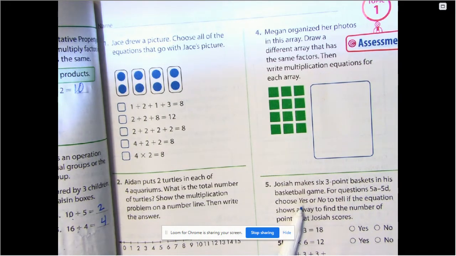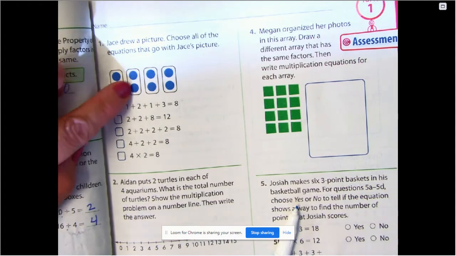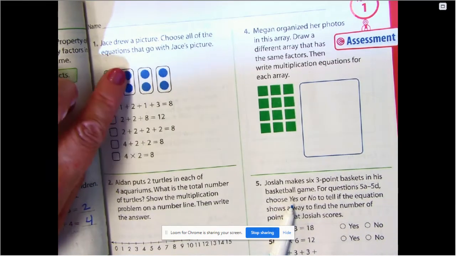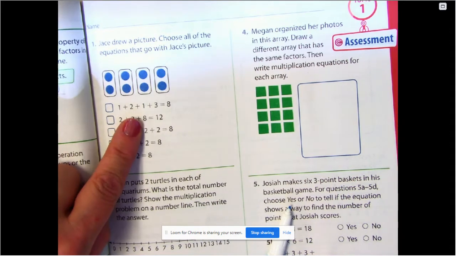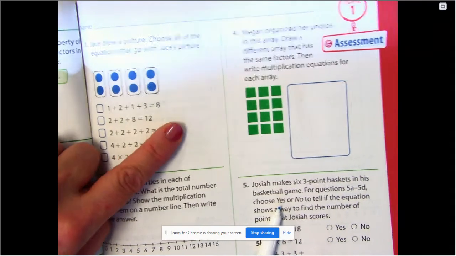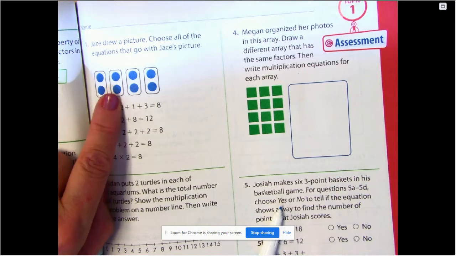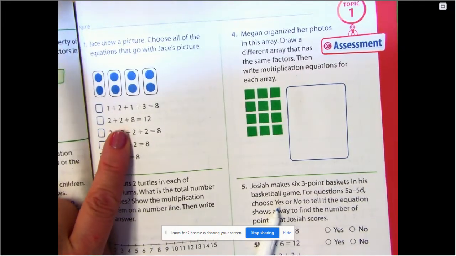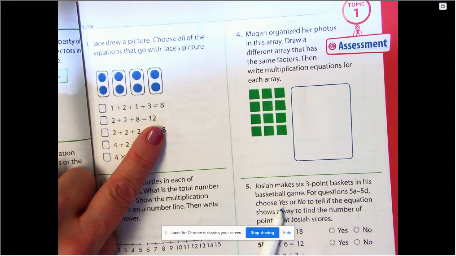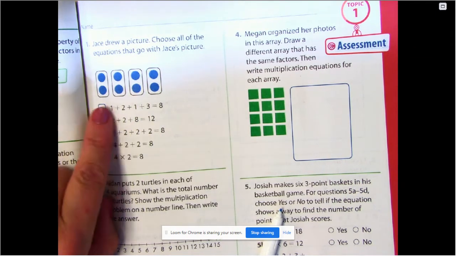Okay, so on the first one, it says Jace drew a picture. Choose all of the equations that go with Jace's picture. So we see 1, 2, 3, 4, and there's 2 in each. Our first problem says 1 plus 2 plus 1 plus 3 equals 8. Does that look like what we see here? No, that doesn't look right. 2 plus 2 plus 8 equals 12. It doesn't look quite right. There are just 2 in each one.